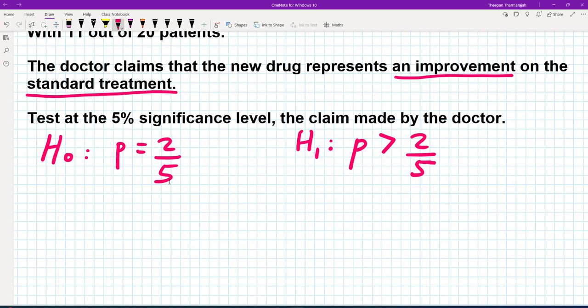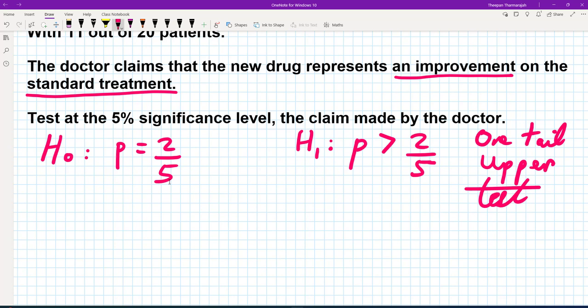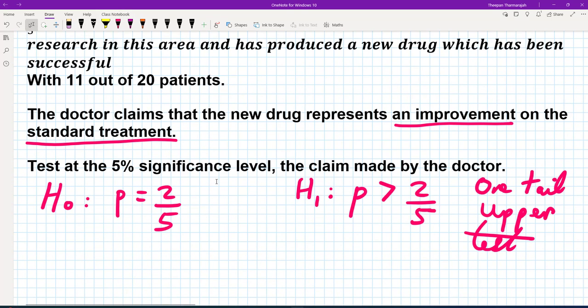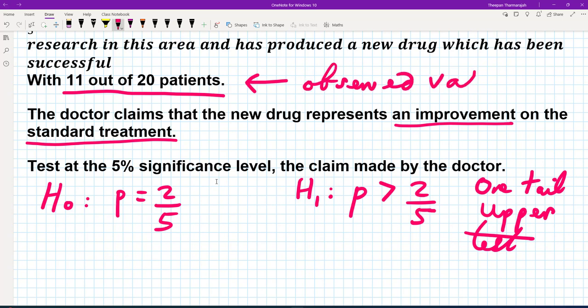So what we state to the examiner is that this is a one-tail test. Because it's greater than, we say it's a one-tail upper test. If it was less than, we would say it's a one-tail lower test, respectively. So in our case, we've got a one-tail upper test, and then we go back to the question and state that they've told us 11 out of 20 patients. He's observed that, so we call this the observed value. That's what he or she has seen.